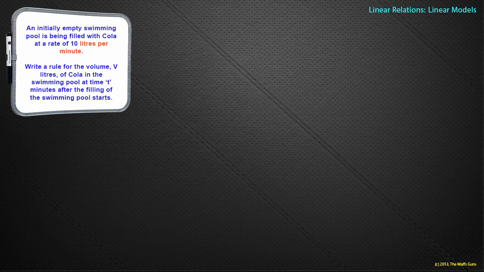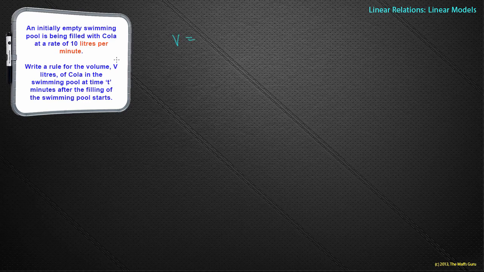Last example. An initially empty swimming pool is being filled with cola at a rate of 10 litres per minute. Write a rule for the volume V litres of cola in the swimming pool at time t minutes after the filling of the swimming pool starts. Right, so they want a rule for V litres. They are basically saying in code, we want a rule that starts with V equals.